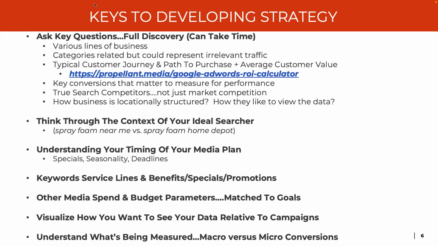And so earlier I was talking about categories related to, but representing, irrelevant traffic. And here's a great one. You also want to think through the context of your ideal searcher. I'm going to go through this example a little bit later. There are people that offer what's called a spray foam insulation service, versus people that are looking for the spray foam insulation can to purchase at a location.